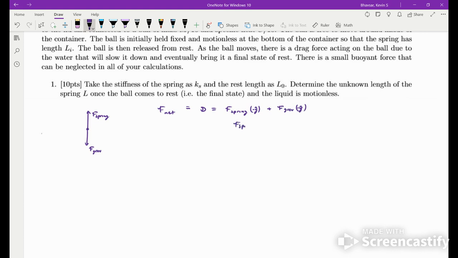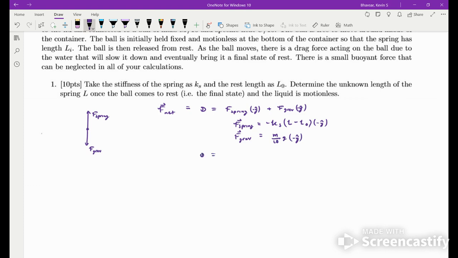We can show that F spring is equal to, from the formula, negative k times the stretch, which is L minus the relaxed length, again in the negative y direction. And F of gravity is simply the mass, which is m over 10, times g, also in the negative y direction.